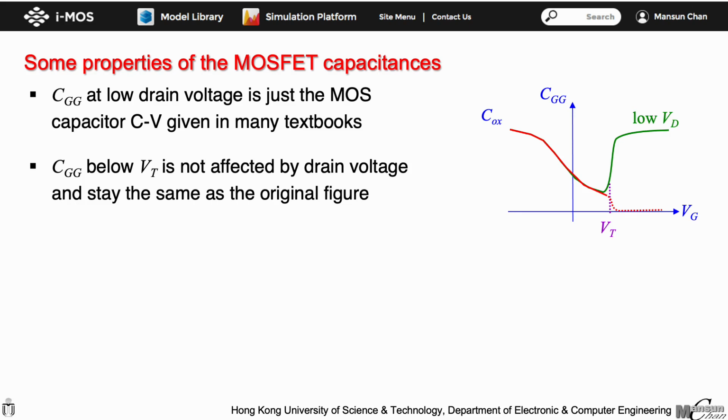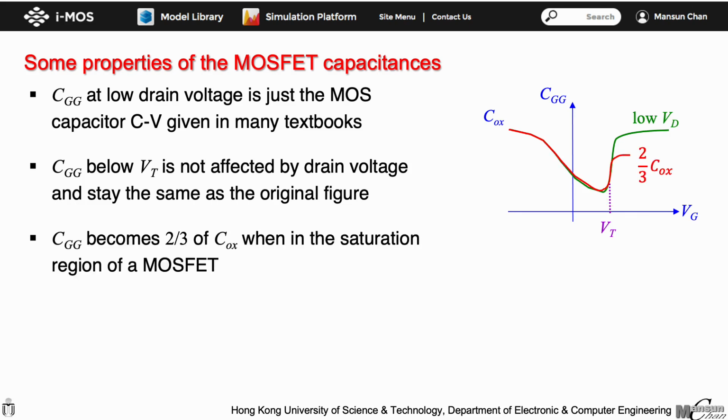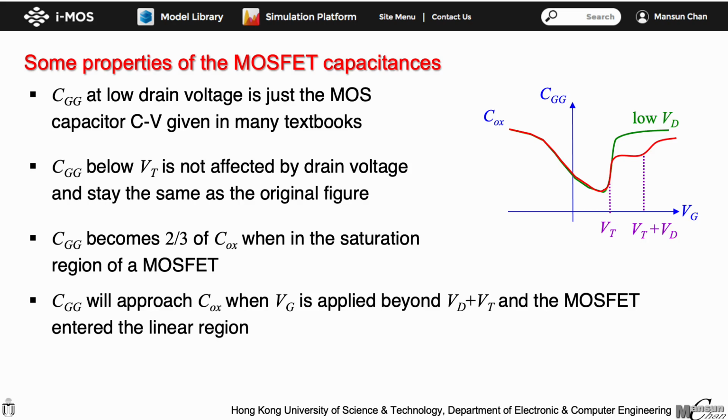When VG increases beyond VT, the MOSFET first enters the saturation region. Also, as mentioned in the previous video, the channel charge in the saturation region is only 2/3 of that in the linear region. Therefore, the capacitance becomes 2/3 of Cox. When VG is further increased to beyond the point VT plus VD, the MOSFET enters the linear region. Then the capacitance gradually returns to Cox after that.